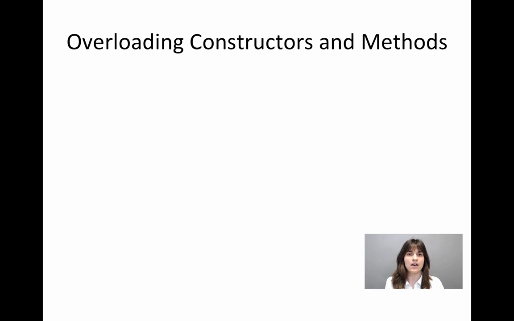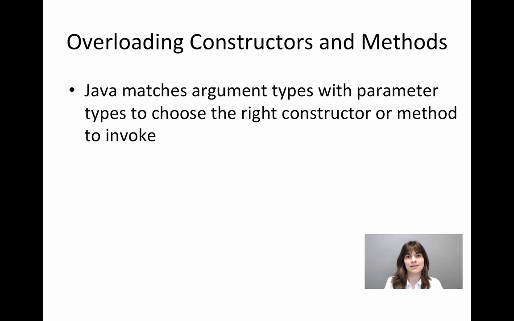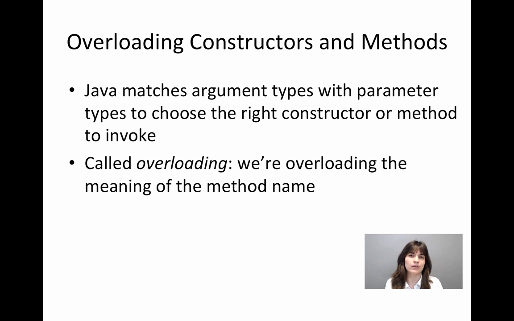Suppose that we indeed have two or more methods inside the same class that have exactly the same name but different parameters. How does Java know which method to invoke when we make a call at a different point in the code? Well, Java will match the argument types when we are invoking a method with the parameter types, and this is how it will choose which method or which constructor to invoke. This is called method or constructor overloading. We are overloading the meaning of the method name.